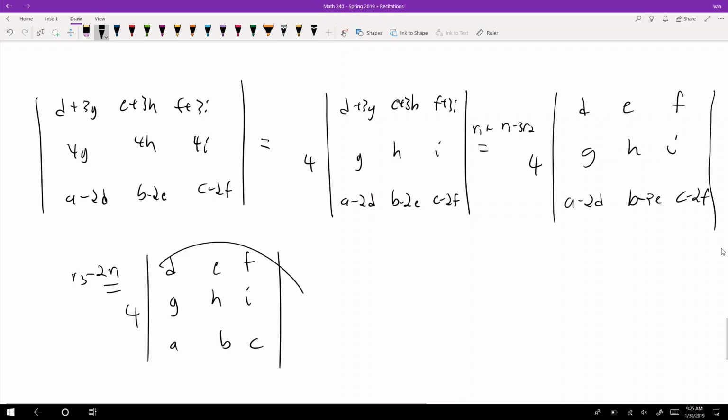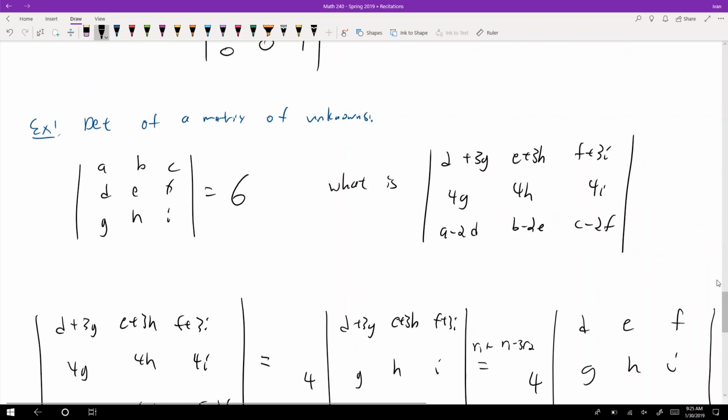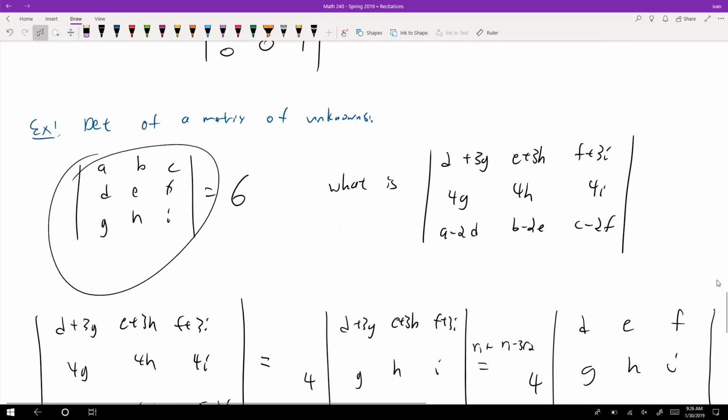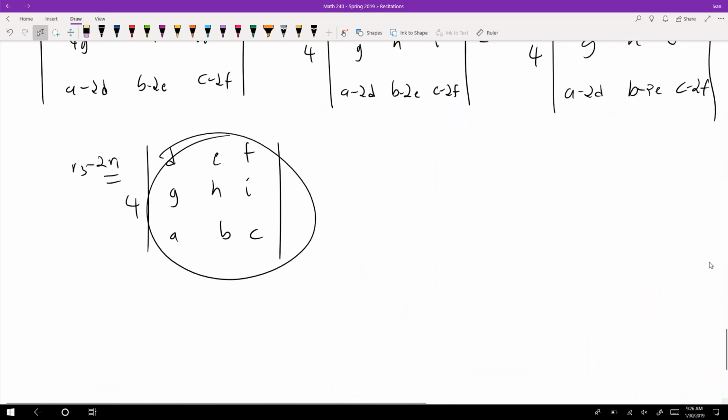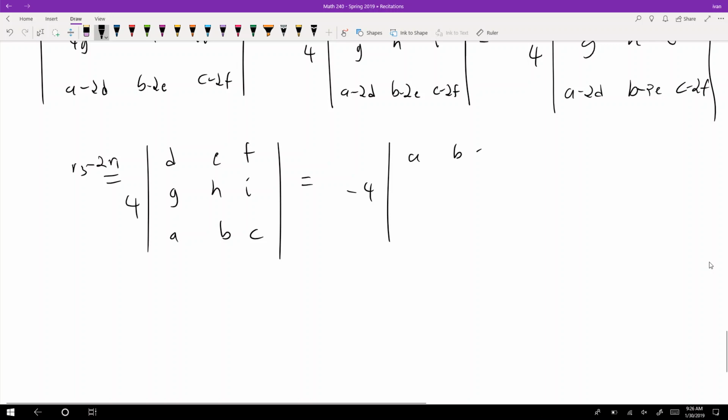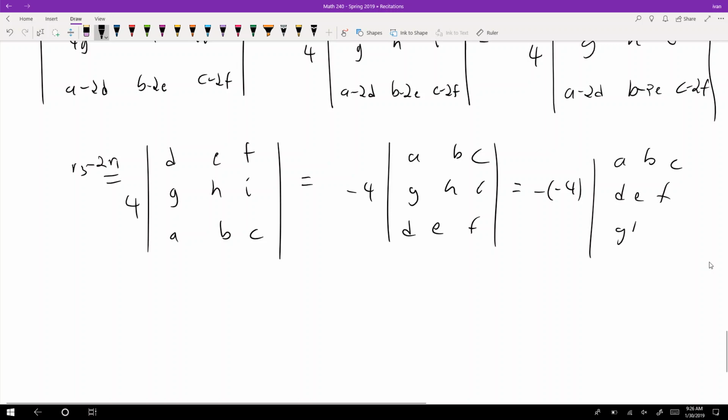So this almost looks like what we have here, just some row permutations that we have to do. So now we just need to start permuting rows. If we switch row 1 and row 3, we'll get a negative 4, A, B, C, G, H, I, D, E, F. And then lastly, we need to switch again. So we're going to get a negative 4, which is just a positive 4, but A, B, C, D, E, F, G, H, I.